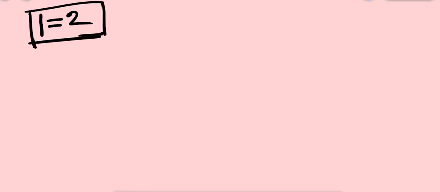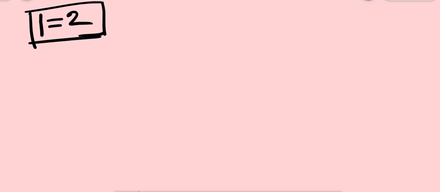Today we are going to solve a very mysterious problem. We'll prove that 1 is equal to 2. We all know that it is not possible, but let's prove it in mathematical terms, and then we'll discuss why we cannot divide anything by 0 and what is the problem if we divide something by 0.